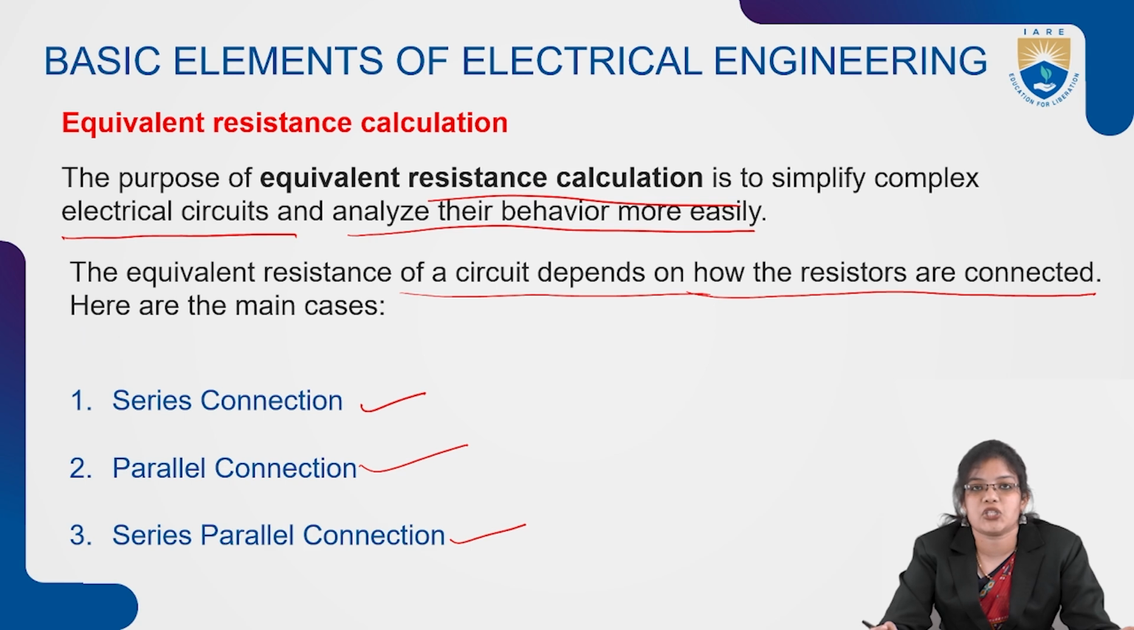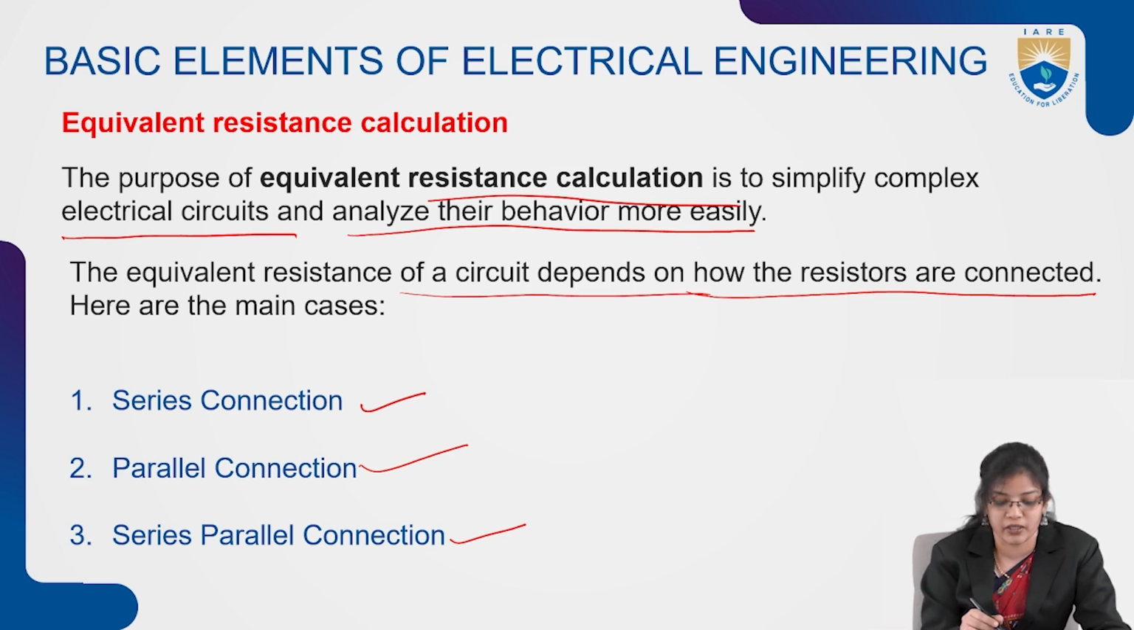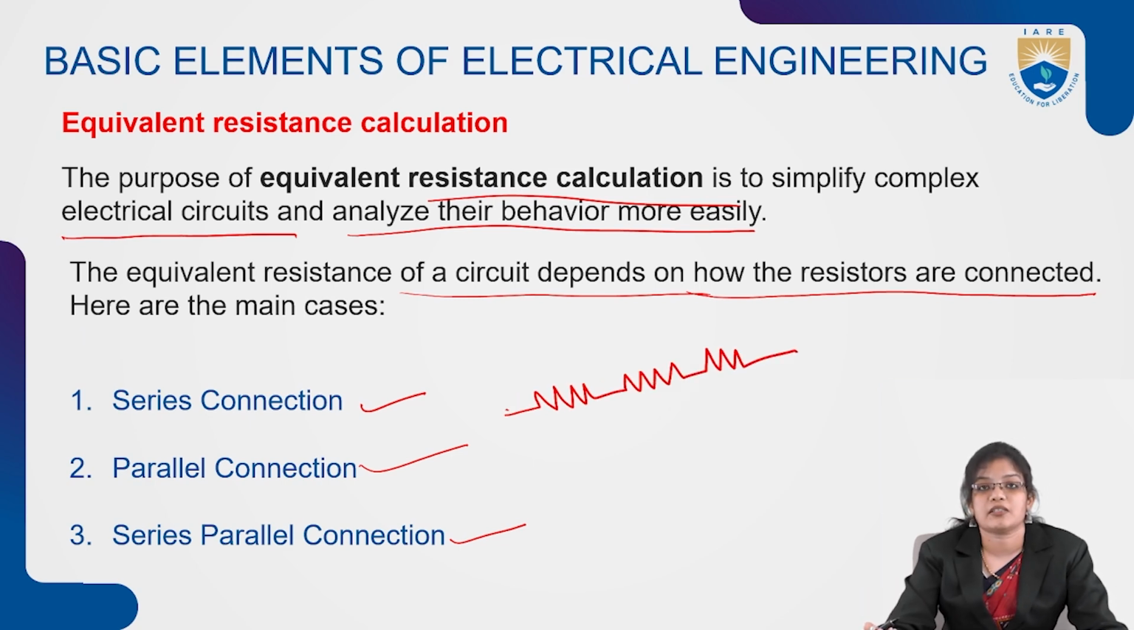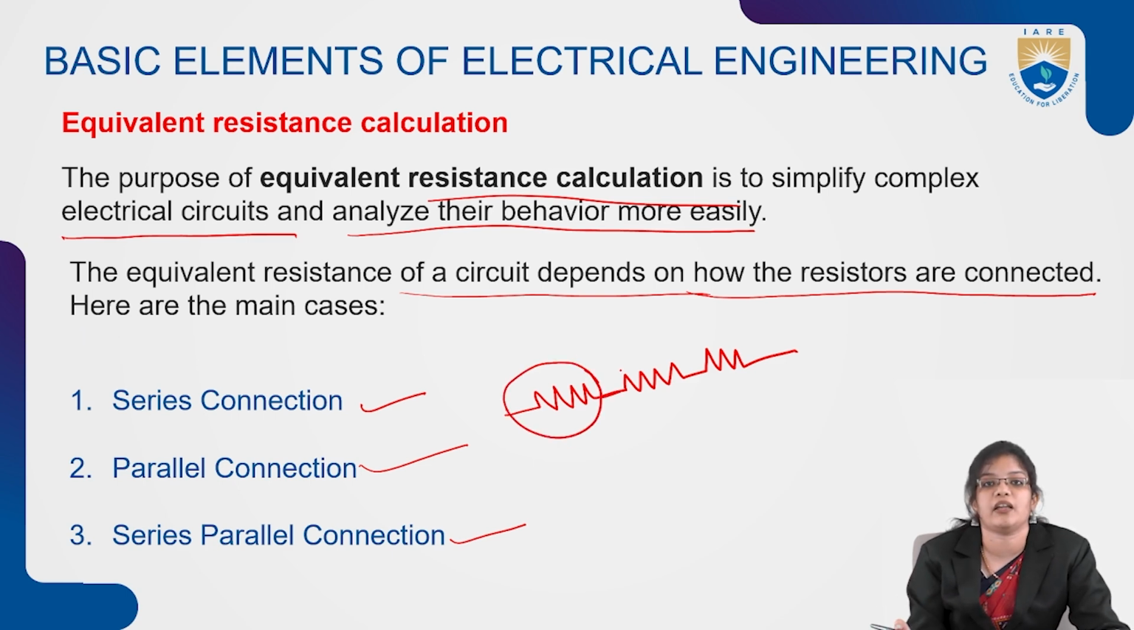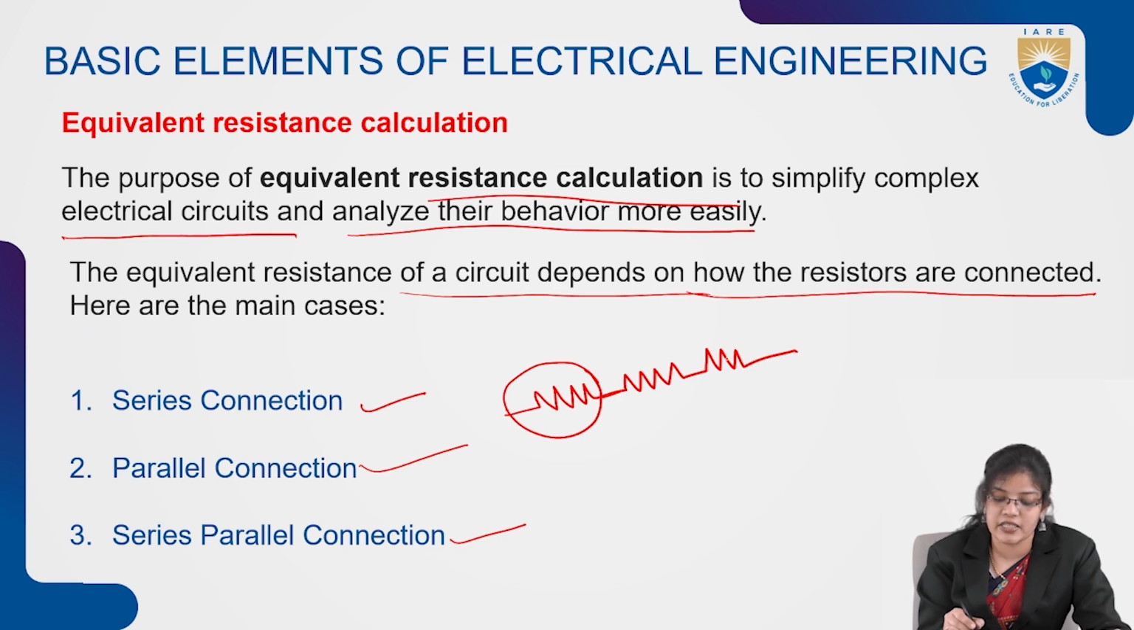Remember, in the series connection, the current is constant and the voltage will divide across each element. For example, n number of resistors are connected in series. Series connection is nothing but the output of the first resistor being connected to the input of the second resistor. In this way, series resistances are connected. Here, the current flowing in the circuit will be constant and the voltage across each element will differ.